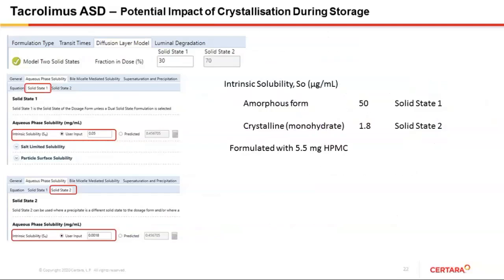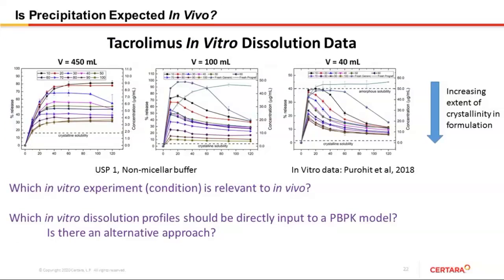So to do this, we exploited the 2 solid state models, and I'm going to step back because I missed something here. These profiles that you're looking at here essentially have different extents of crystallinity in the formulation. So if we look at the 450 mil simulations on the left, dissolutions on the left, the formulations dissolving to the greatest extent have the highest amorphous content.